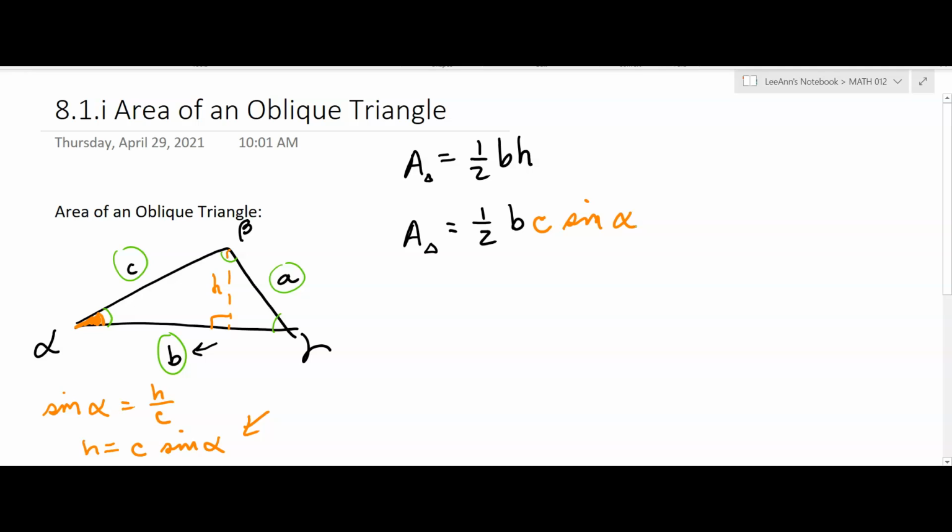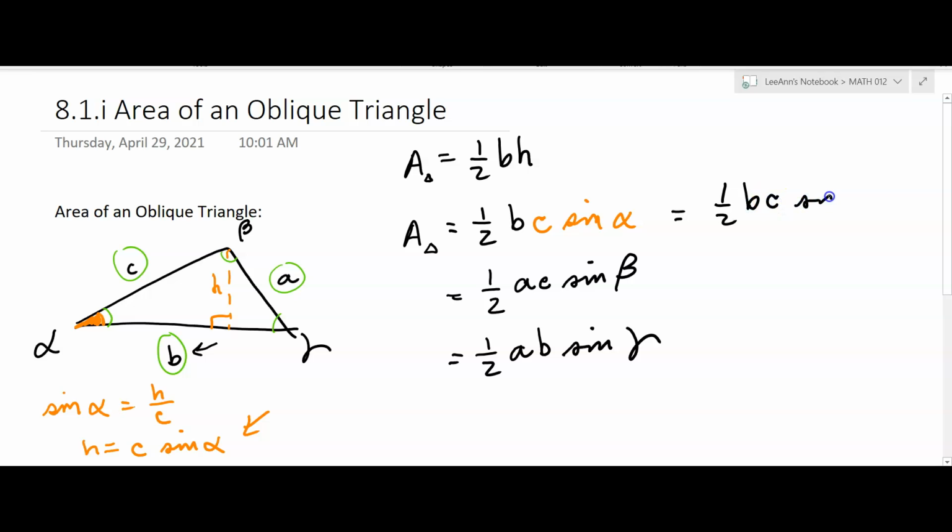Well, now you might be saying, what if they don't tell me B and C and they don't tell me alpha? Well, that's okay. We have other formulas, and they just look like this. It could be 1/2 AC sine beta, or the other one is 1/2 AB sine gamma. So those are the three formulas. My first one kind of looks funny, but it's 1/2 BC sine alpha. So depending on the angle they give you, so you have to assume they're going to give you an angle and two sides, you can find the area of a triangle.